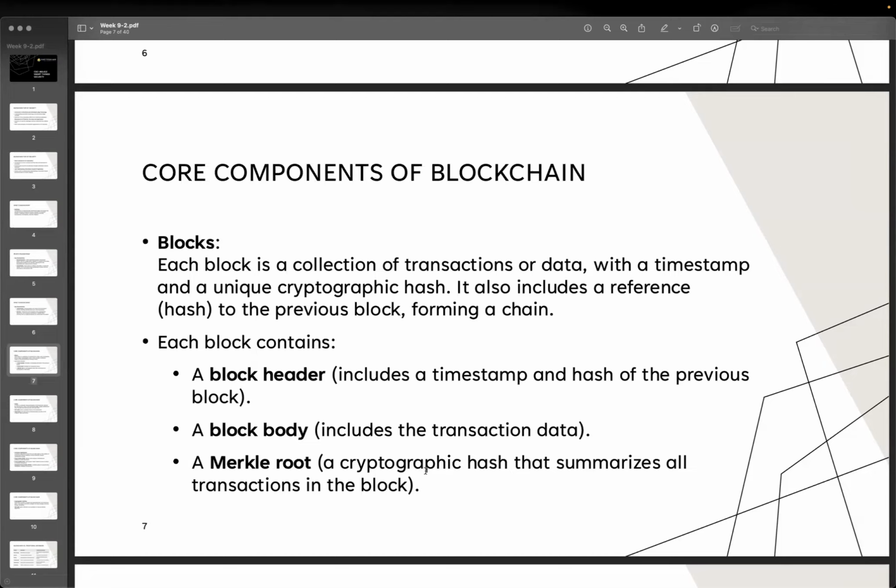Those will be the cryptographic hash. So that hash will summarize all the transactions in the block. So all these will be included, and we try to form the blockchain.